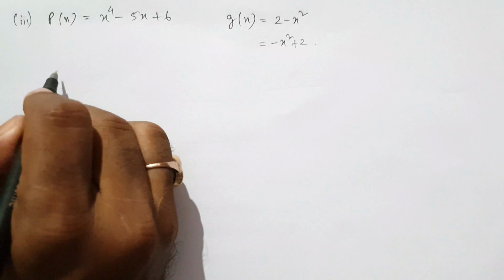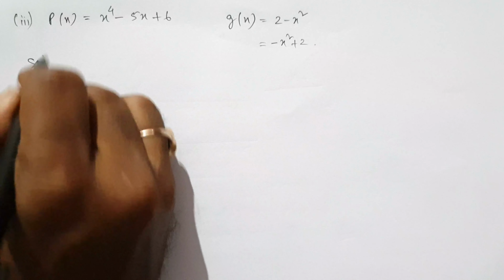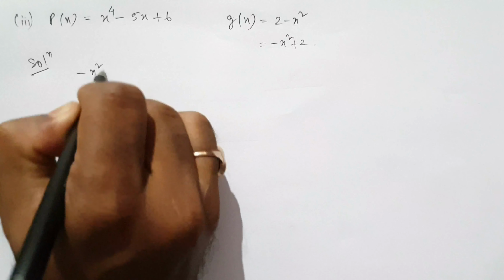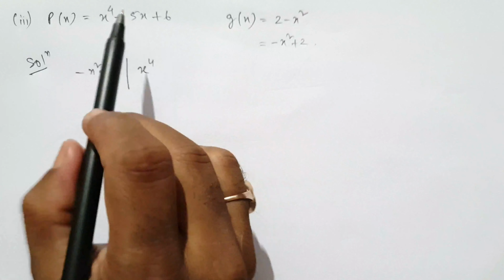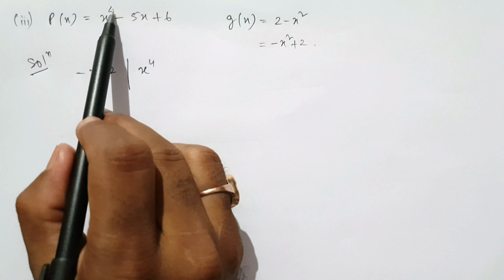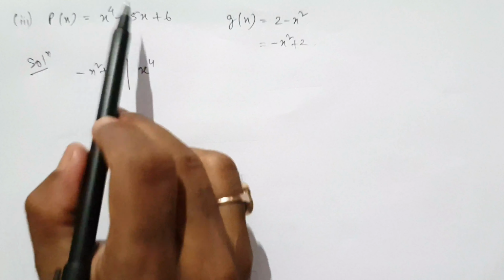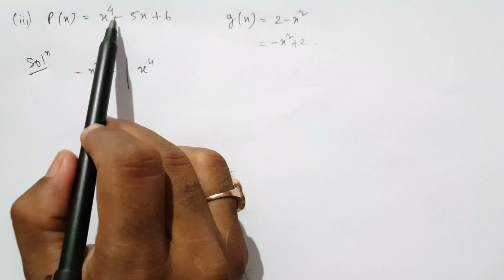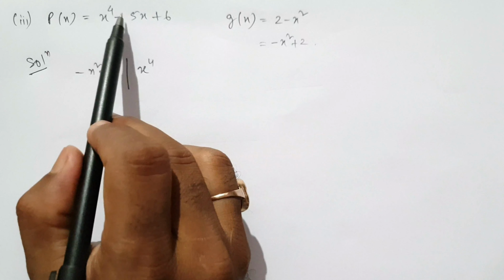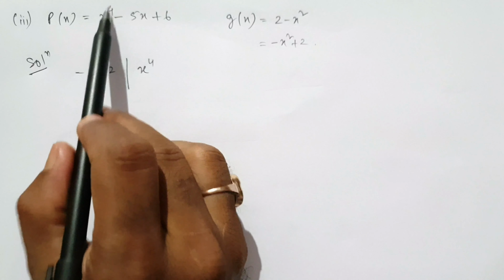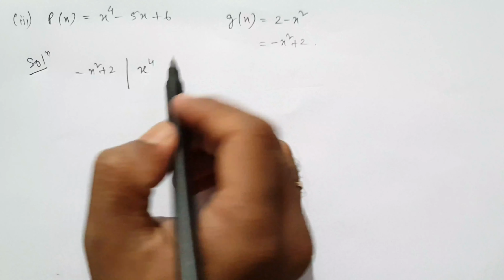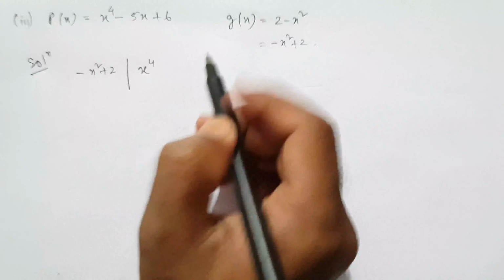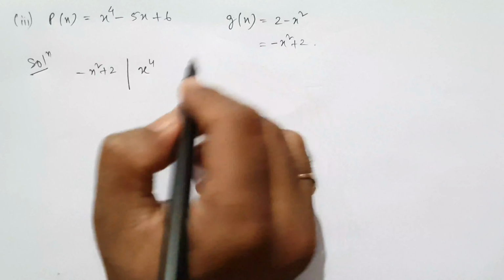So let's start. We'll divide x to the power 4. We can see here, after x to the power 4, the highest power is 4, then it comes 3, then 2, then 1. Here there is no cubic or square power, so after 4, the power is directly 1. So that is the reason we'll give a gap here. So I'll give a gap here, then I'll write minus 5x plus 6.